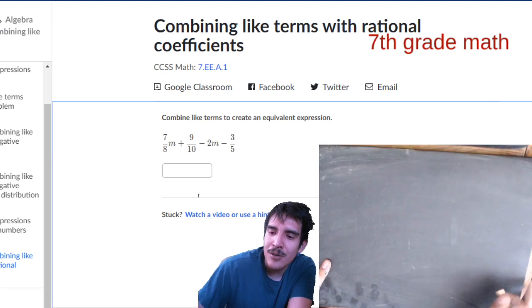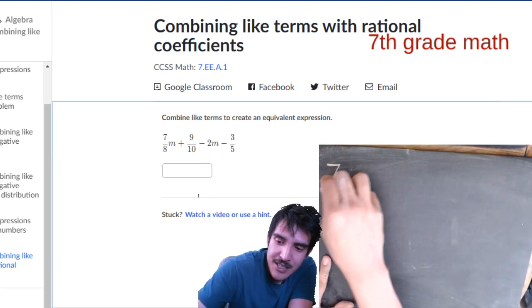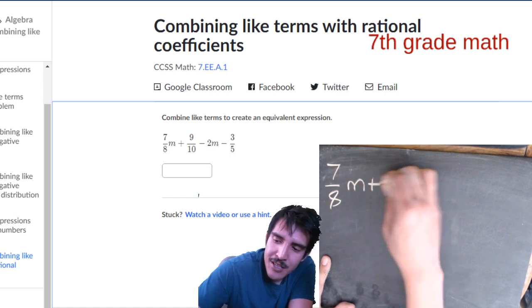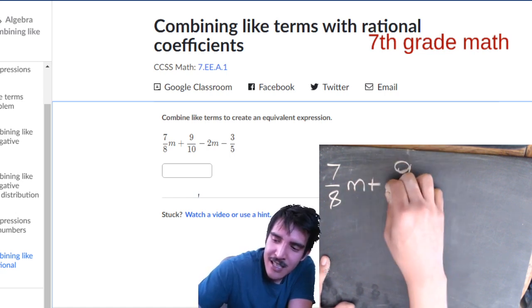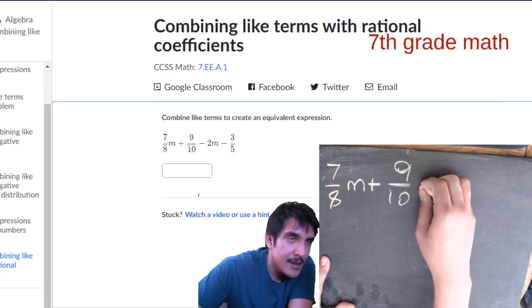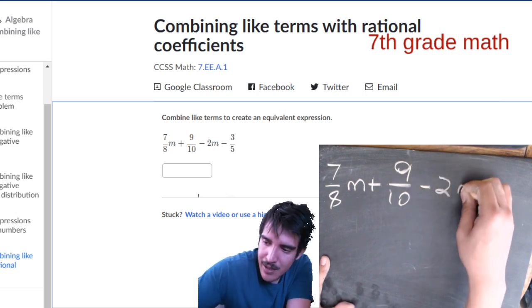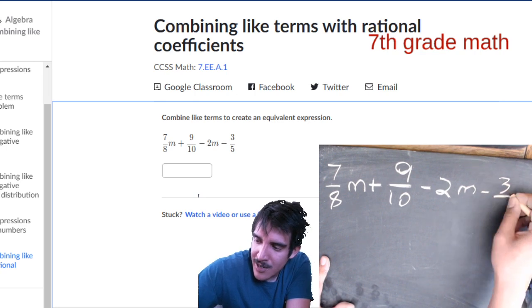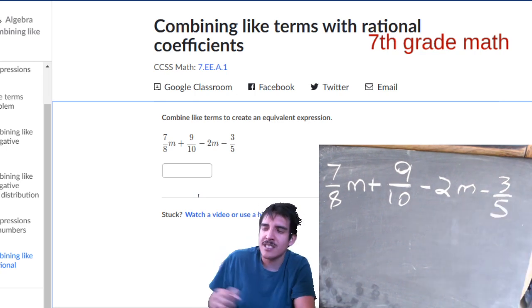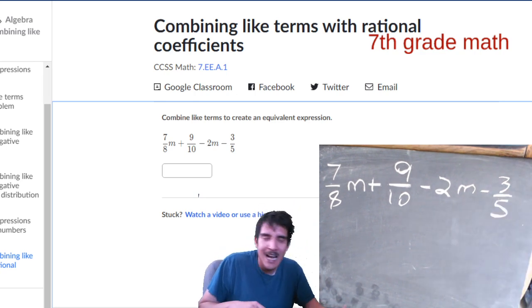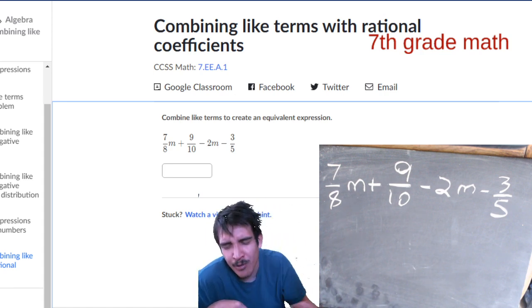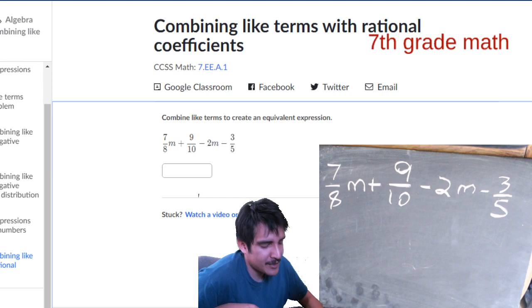This is so easy. All right, 7/8 m plus 9/10 minus 2m minus 3/5. Now, this has fractions in it, which means if I get an answer that's not a whole number, I'm going to write it in fraction form, okay? I'm not going to write it in decimal form today.